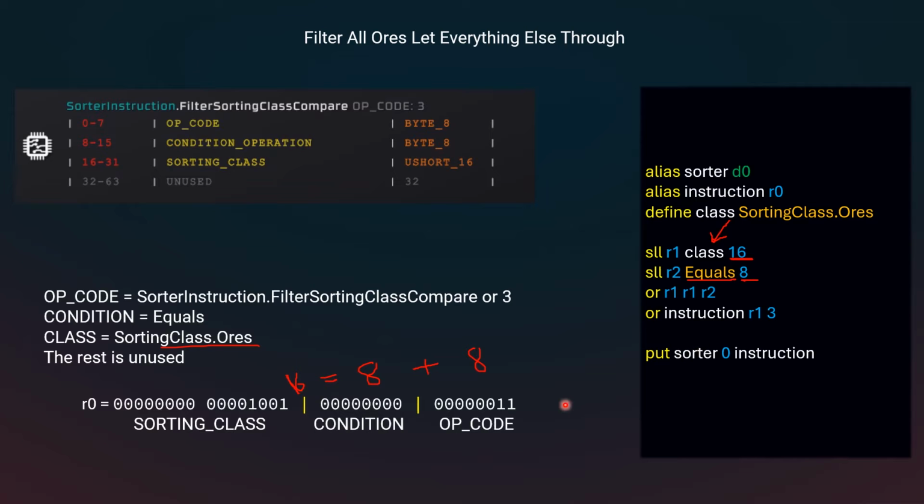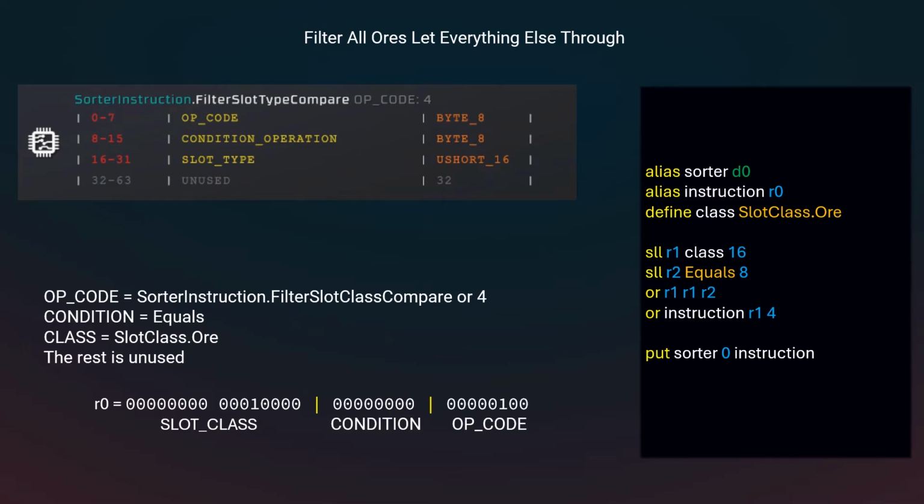Now here's that same instruction's slightly more powerful, you could say, little brother. This one does the same thing, but uses a slot class, which is different from a sorting class. And again, you can find that by going into a computer or laptop, clicking the X, and typing in slot class. I'd recommend you try writing your own code based on the one I have here, but make it filter any ingots.